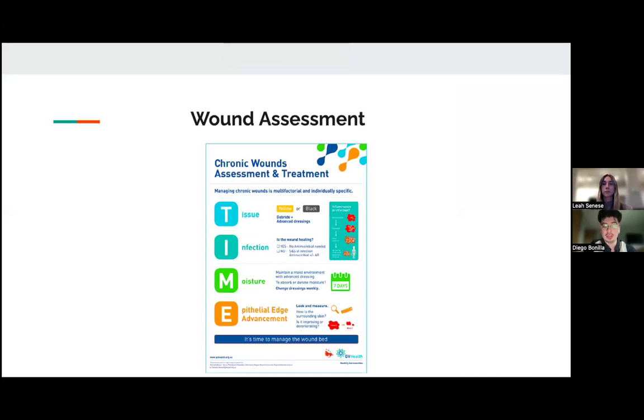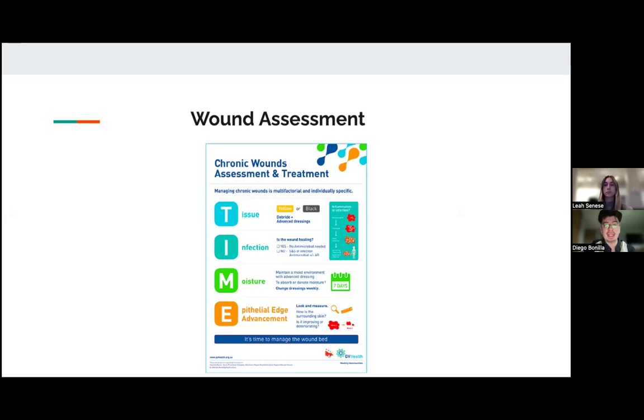So I wanted to talk about wound assessment. These are just some tips on how to assess your own wounds if you do develop them, because it is important to have your own knowledge of how to be able to look at your wound and be able to treat it, and also know when to go to the doctor.